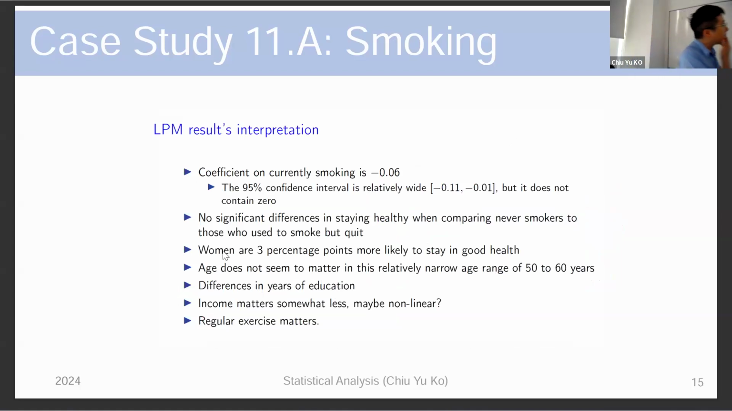So this interval, if you look at the confidence interval, it turns out to be 1% or 11%, right? So in the worst case scenario, if you smoke, your health will decline by 10%. But the best case can be just 1%, so it may not be that bad. Okay, so as we have said already, all the interpretation already.